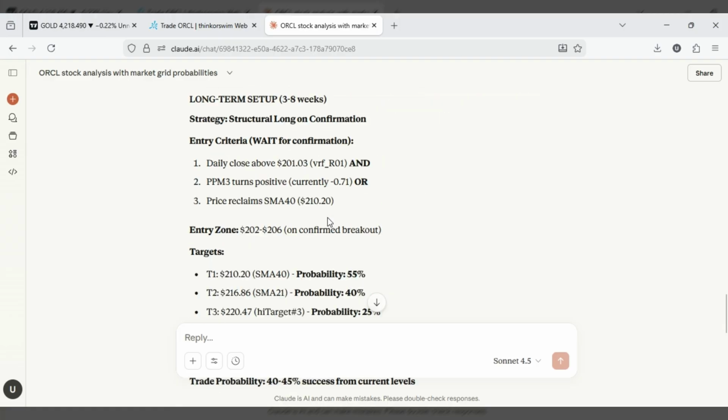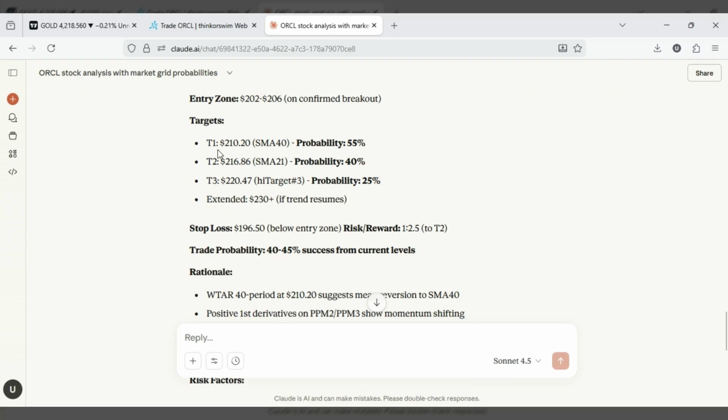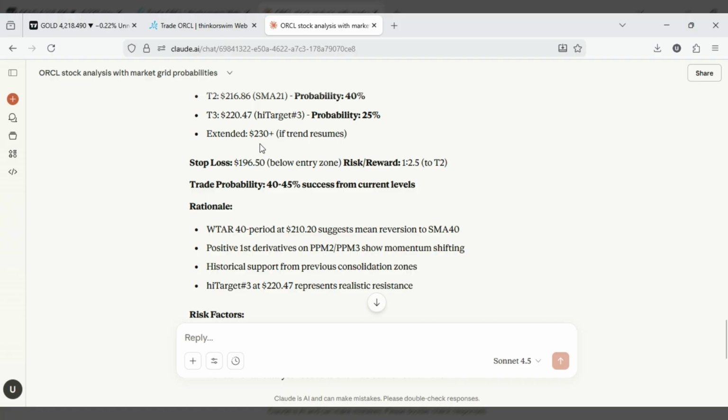Okay, let's see now the long-term setup, 3 to 8 weeks. The criteria will be a daily close above 201.03 and price pressure momentum turns positive, or if the price reclaims 210.20. So your entry zone will be 202 to 206 on confirmed breakout. Your target will be 210.20, second target 216, third target 220, and extended target will be 230. Stop loss will be 196.5.